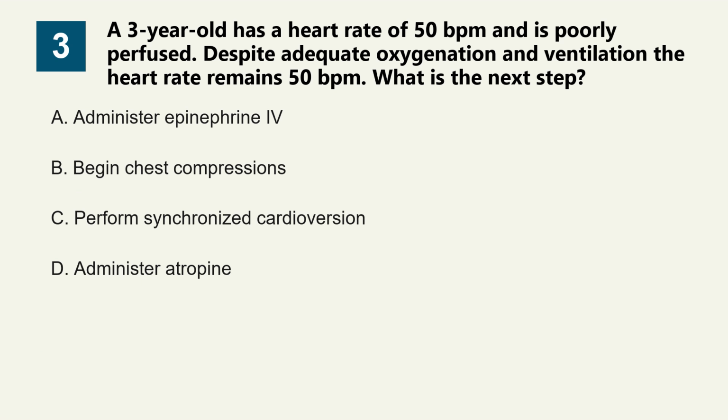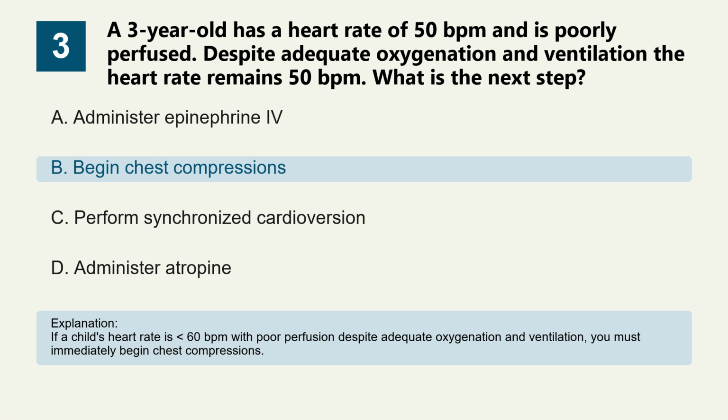Option A. Administer epinephrine IV. Option B. Begin chest compressions. Option C. Perform synchronized cardioversion. Option D. Administer atropine. The correct answer is option B. Begin chest compressions. If a child's heart rate is less than 60 bpm with poor perfusion despite adequate oxygenation and ventilation, you must immediately begin chest compressions.